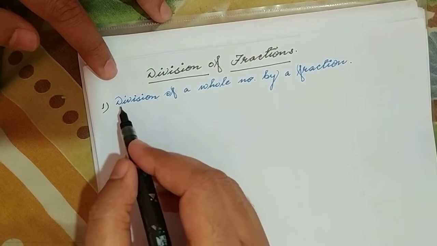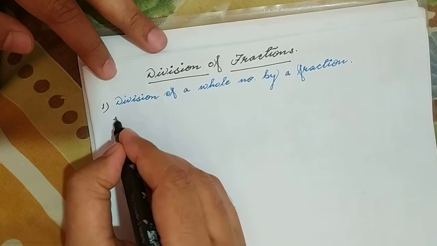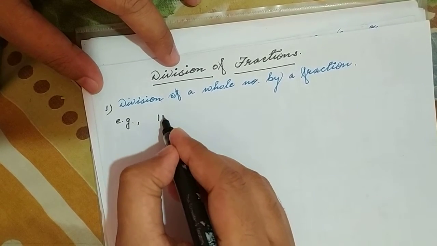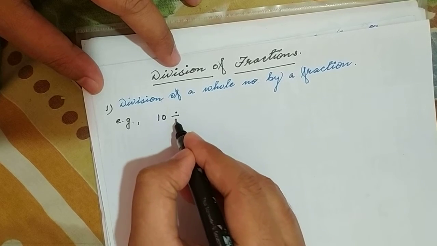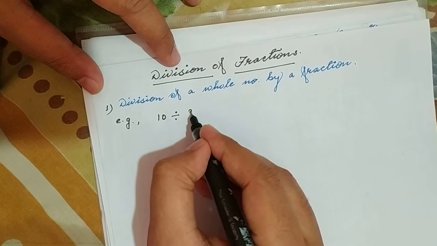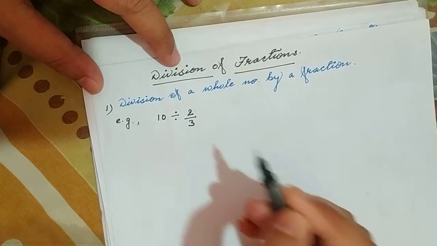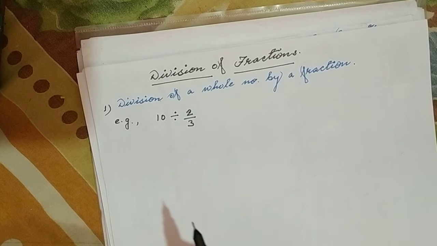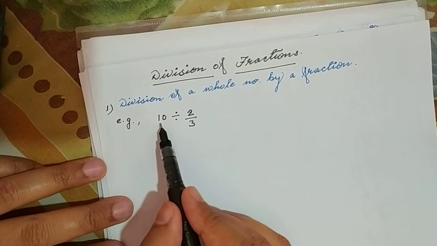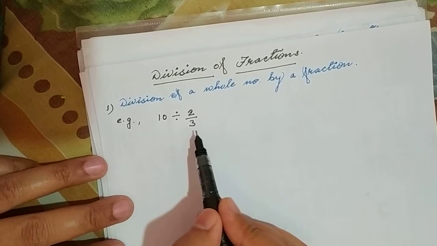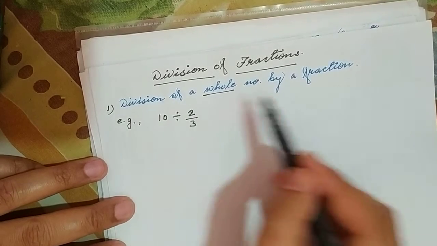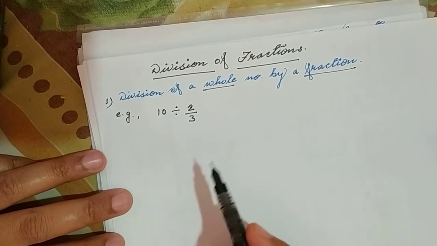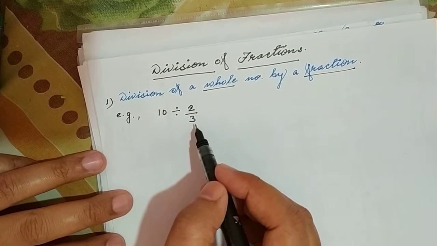So first, division of a whole number by a fraction means if this 10 is divided by 2/3. If 10 is to be divided by 2/3, so this 10 is the whole number and 2/3 is a fraction. So division of a whole number by a fraction means एक whole number को fraction से divide करना है. Whole number 10 and fraction 2/3.